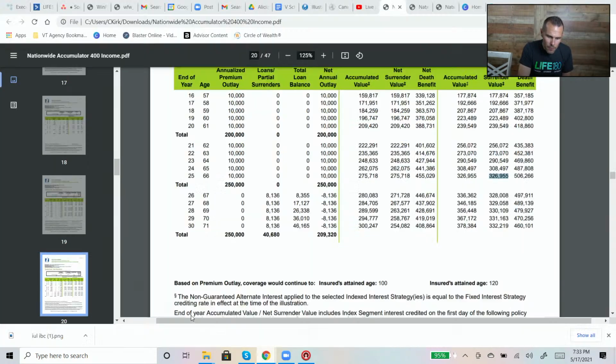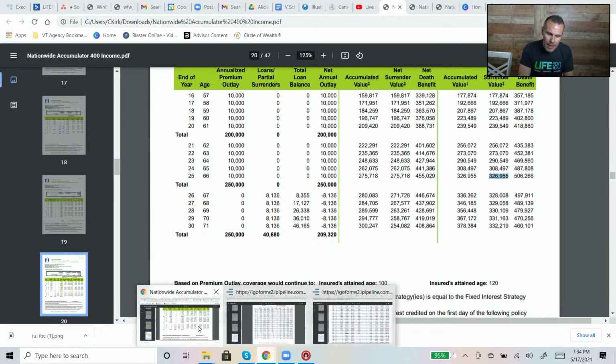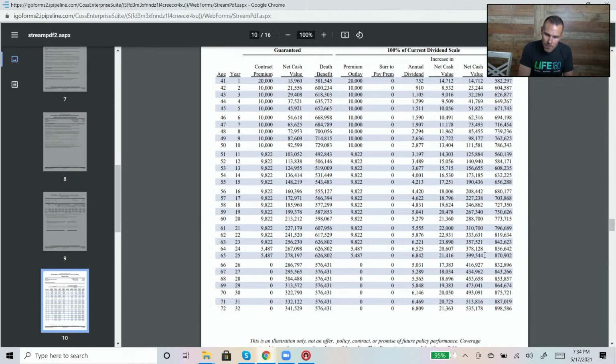What did you get in the other one? What did we have there? $506,000 in death benefit, right? So you're getting more death benefit. You're going to get more cash value because, believe me, this rate for the whole life contract is based on a 5.25% dividend with a 4% guarantee. So the spread is not that much different, right?